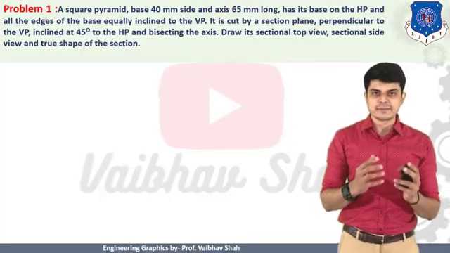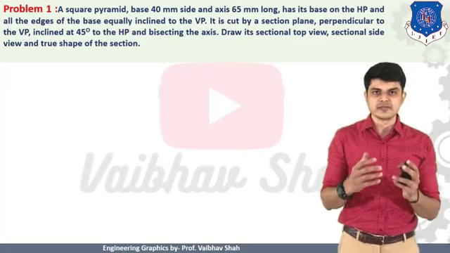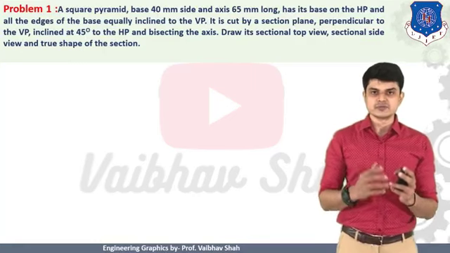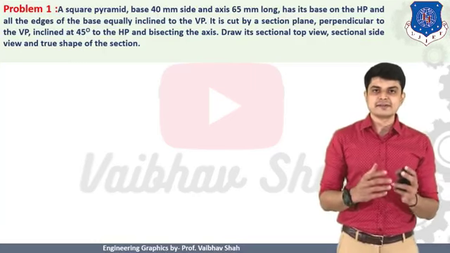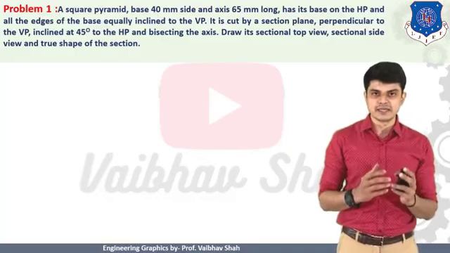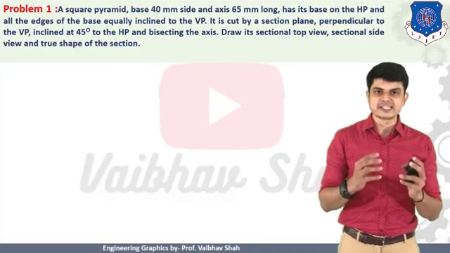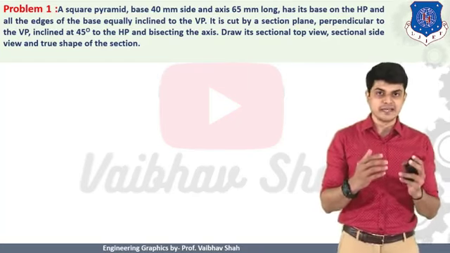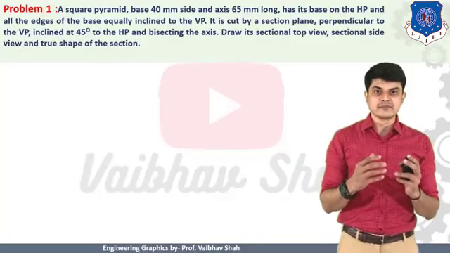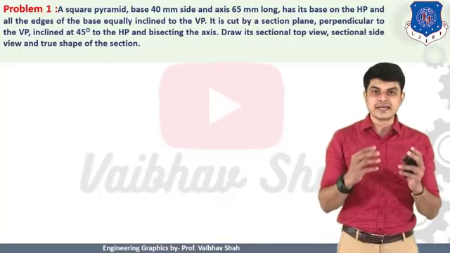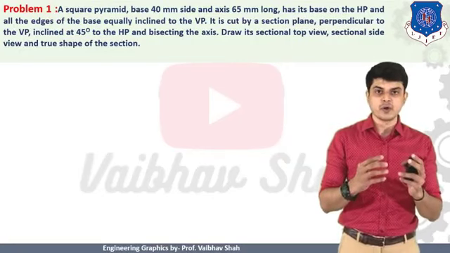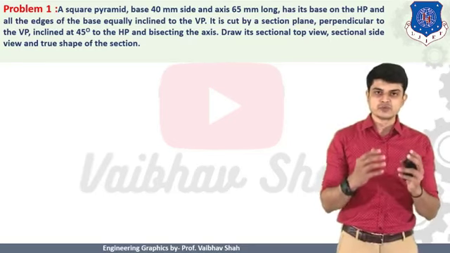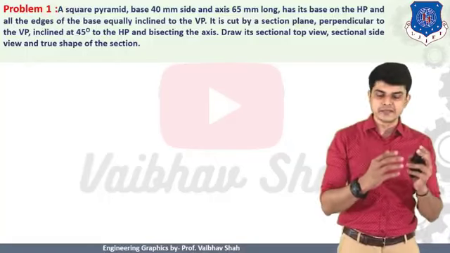Now you should place your square pyramid as we said, resting on its base on HP, with each of the sides equally inclined to VP. So we should construct the square in such a position. Then we say that we have one cutting plane which is perpendicular to VP and inclined to HP at 45 degrees. Whenever the plane is inclined to HP, we use what is widely known as an auxiliary inclined plane, a cutting plane inclined to HP. Here theta is given, which is the inclination of your plane with respect to HP. So we should take the AIP, auxiliary inclined plane.